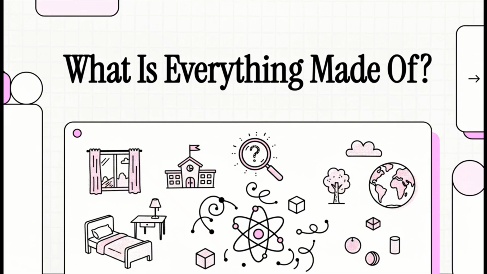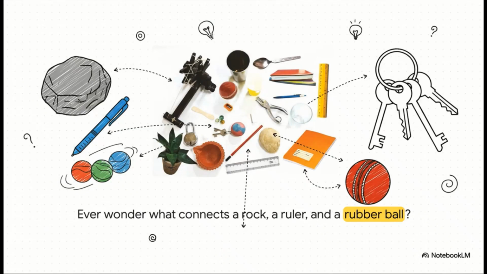Let's get into it. Just look at all this stuff on the screen. A rock, a pen, some keys, a cricket ball. I mean, they couldn't seem more different, right? But what if I told you they all share one huge secret? There's a fundamental connection between every single object you see here. Stick with me, and you and I are going to figure it out together.